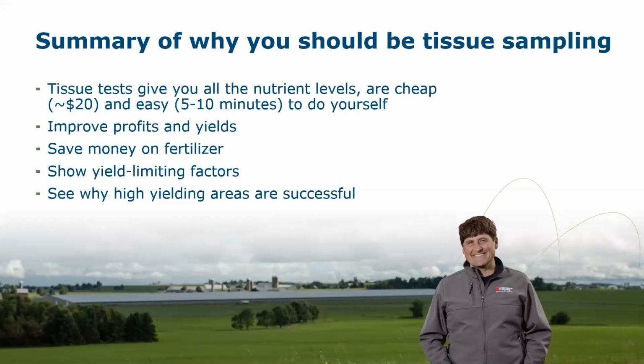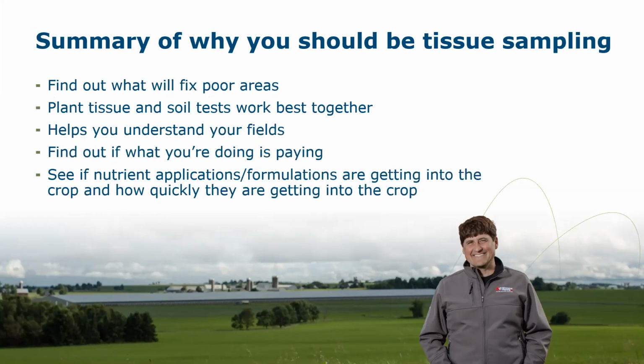Tissue tests can help you improve your profits and yields. You can save money on your fertilizer, or at least shift some of the money from a nutrient that is adequate and put it towards one that you discovered to be low. You can learn any yield limiting factors on your current crops, and the only way to find out if the program you're doing is paying is by checking up on it with a plant tissue test. You can also see what the high yielding areas are achieving by uptake, and then compare that to a poor area. You can also find out what would fix the poor area in your field.